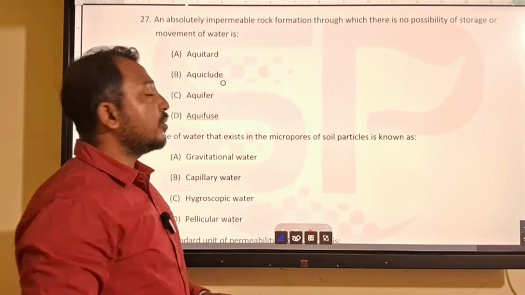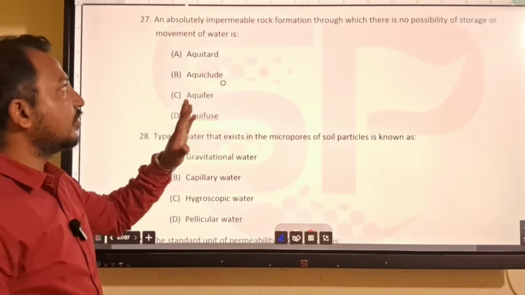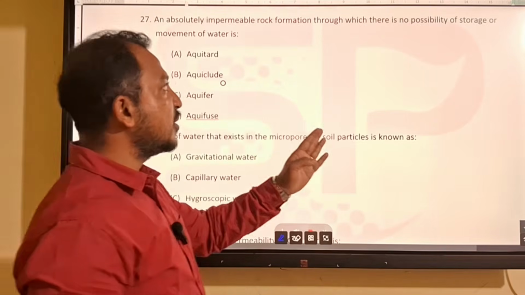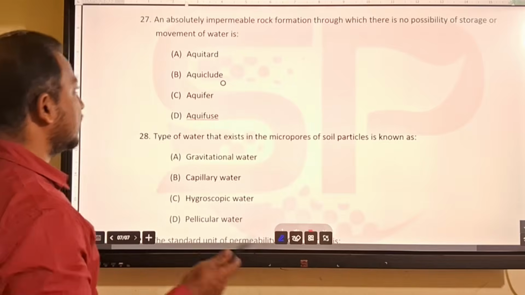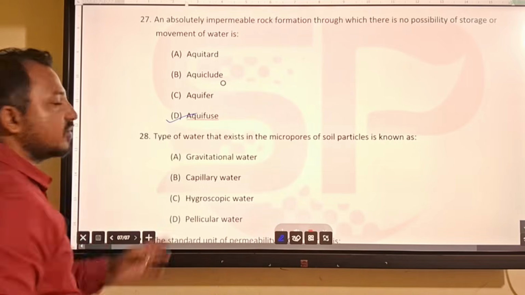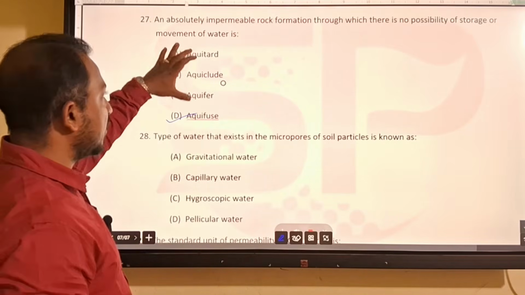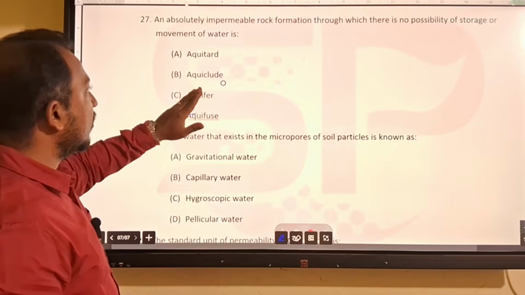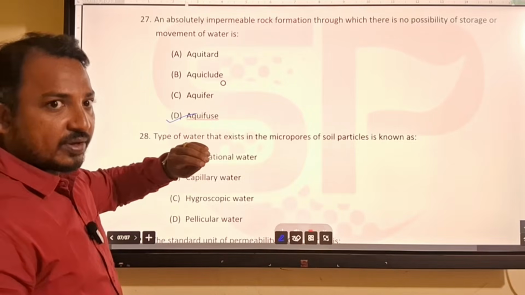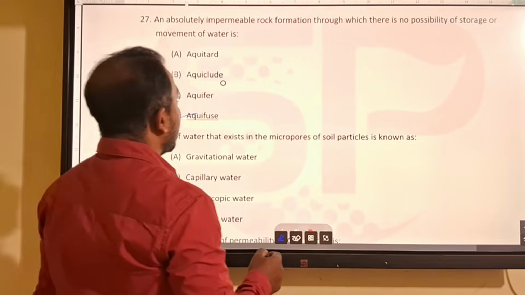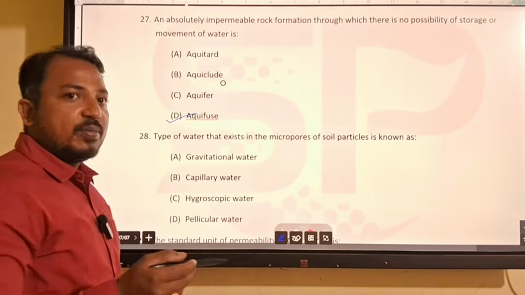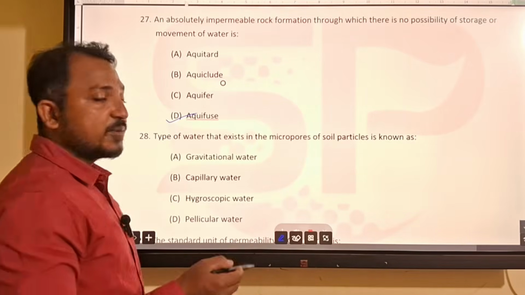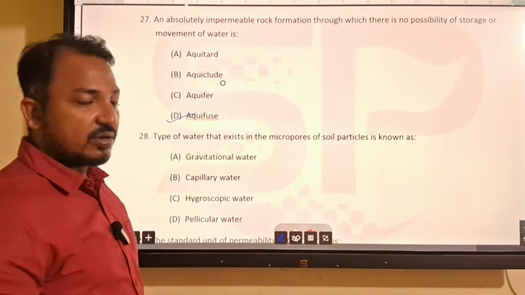Then an absolute impermeable rock formation through which there is no possibility of storage or movement of water. Actually, it is aquifuge. These questions are repeating again and again, so you have to remember these four: aquitard, aquiclude, aquifer, and aquifuge. Aquitard is semi-porous, semi-permeable; aquiclude is porous, non-permeable; aquifer is porous, permeable; aquifuge is non-porous, non-permeable.